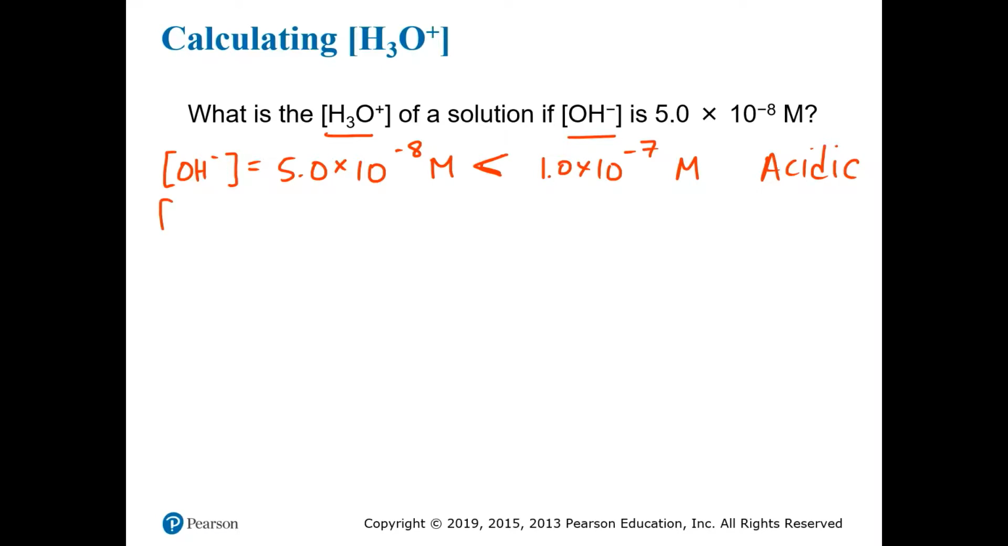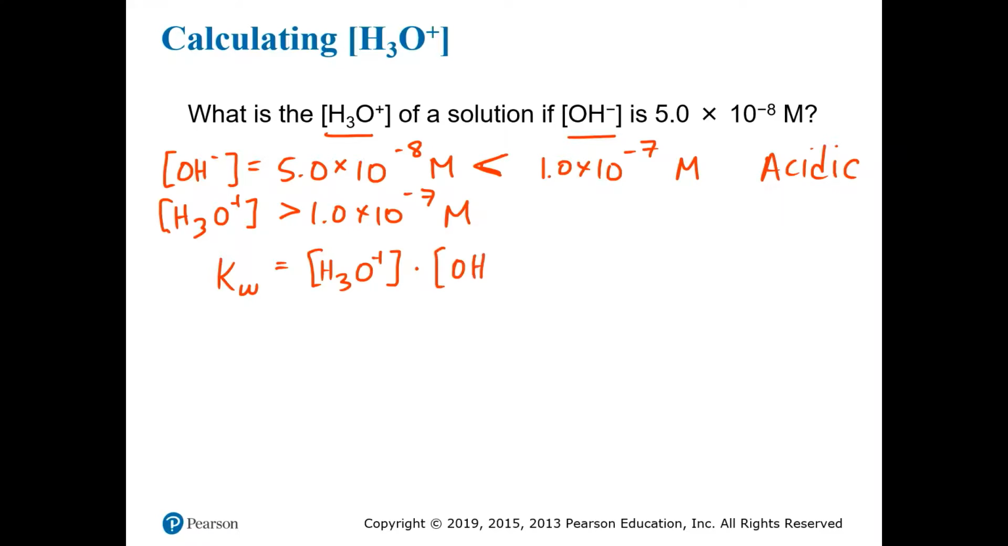As a result, the hydronium concentration that we calculate should be greater than 1 times 10 to the minus 7th. Now that we can expect that, we should do our calculation. The way to calculate this is using the expression for Kw. Kw equals the hydronium ion concentration, H3O+, multiplied by the hydroxide ion concentration, OH-. Of course, we're solving for the hydronium concentration since that's what the question asks for, so we can rearrange this and say that the hydronium ion concentration, H3O+, is equal to Kw divided by the hydroxide concentration.